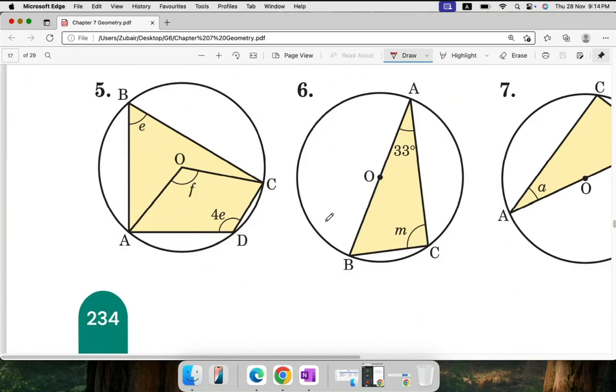So we will do the. Look, this is cyclic quadrilateral. So we look at the opposite angles in opposite segment. E plus 4E is equal to 180. 5E is equal to 180. E is equal to 180 by 5. So E is equal to 36.